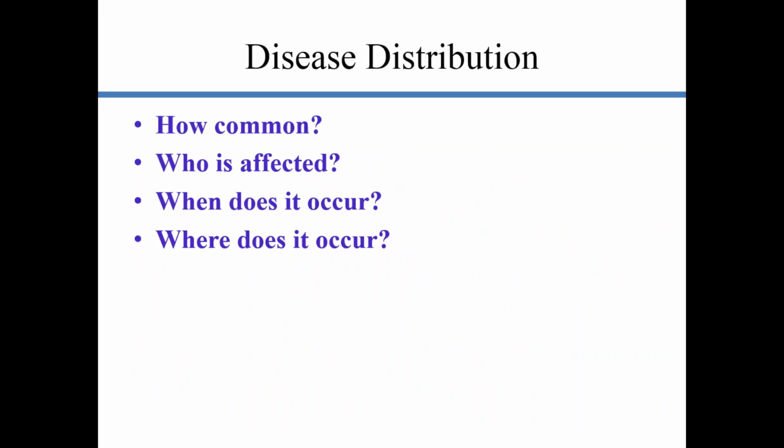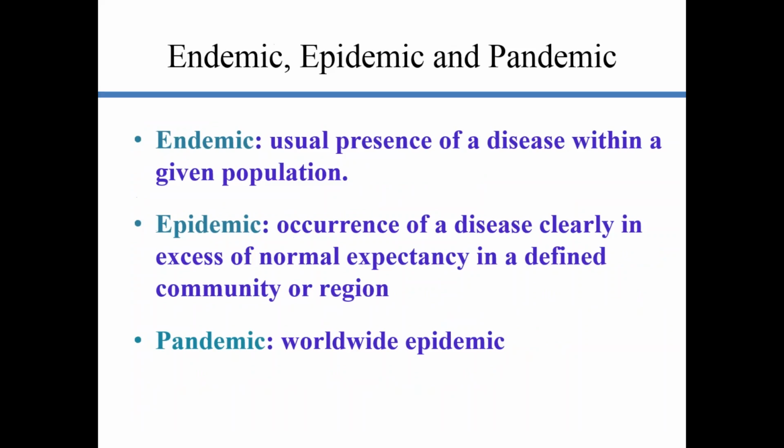So, disease distribution, how common is it? Who is affected? When does it occur? Where does it occur? Basic questions in epidemiology. Starting with the first one. Endemic, epidemic, and pandemic. Endemic, usual presence of a disease within a given population. Epidemic, occurrence of a disease clearly in excess of normal expectancy in a defined community or region. So are we having an epidemic of diabetes right now in the United States? Is that what we're having? Or is it endemic? Pandemic, worldwide epidemic.